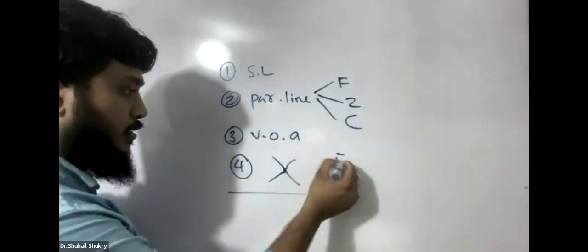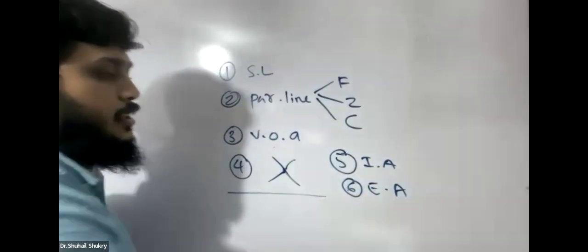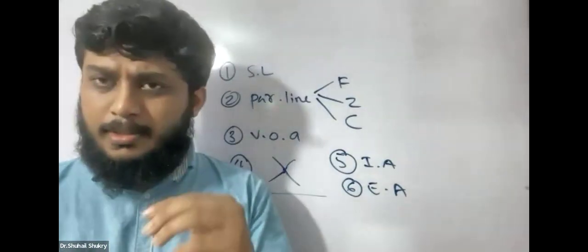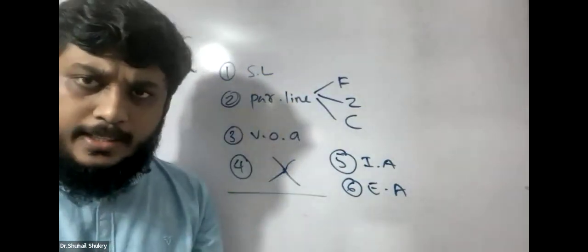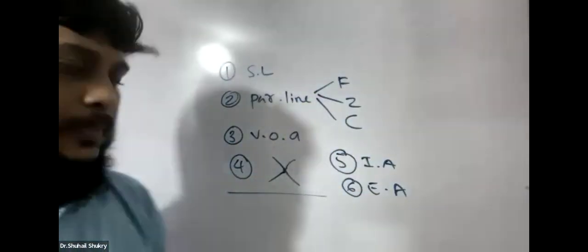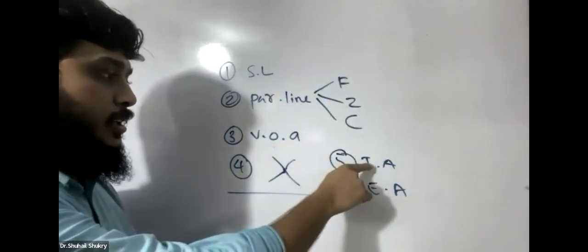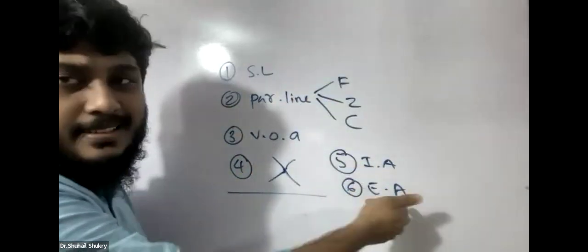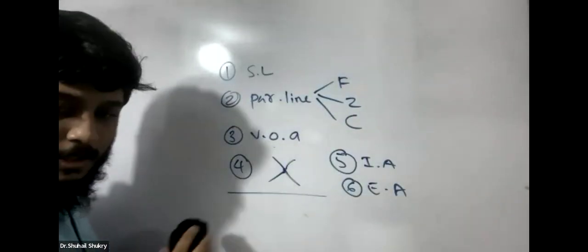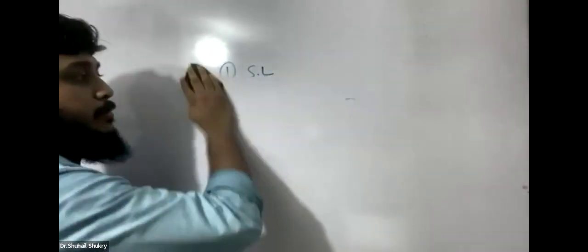Then in the fifth one, what did we learn? Fifth one, interior angles. Sixth one, exterior angles. So far we have learned six things about the entire geometry. You can recall like this from the front again, so everything will go into your head. Straight lines, parallel lines and F, Z, C shapes, vertically opposite angles, angle at a point. After that, interior angles, exterior angles. So far clear. Now let's come to some theorems related to triangles, which are very important.